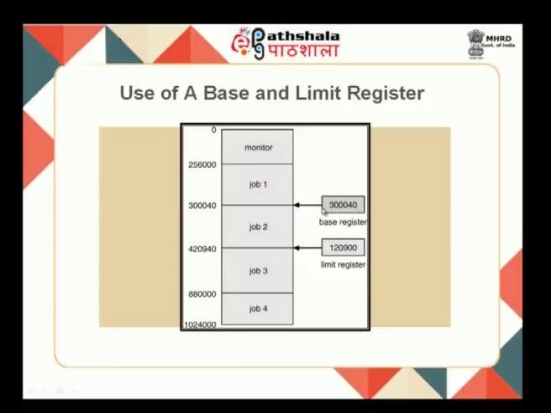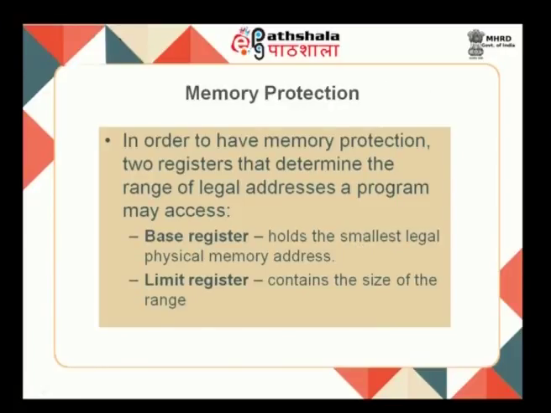So, that is the starting address for this second job, job 2, and the limit is that it can go only till 300040 plus 1,20,900. So, that is the highest address that is possible for job 2, which is 4,20,940. Okay. So, in this case, you can see that there is a limit within which this particular job can work. Loading into the base register and the limit register is done by the operating system.